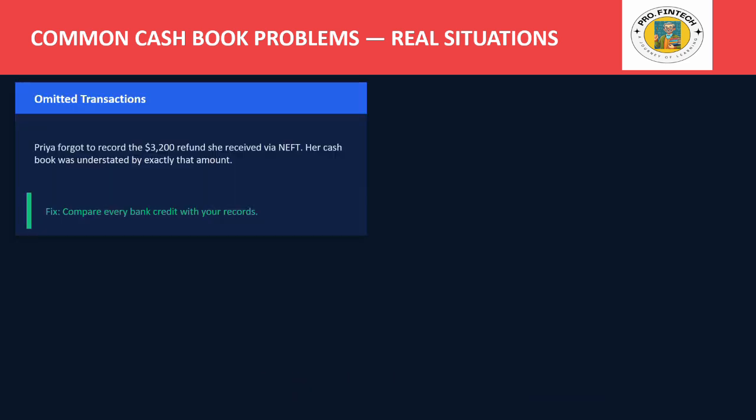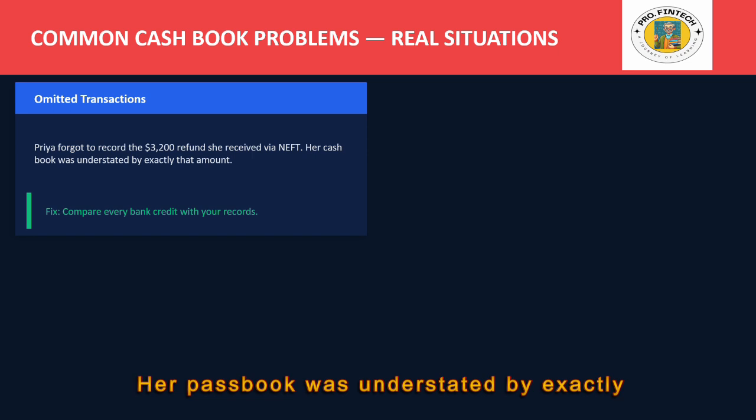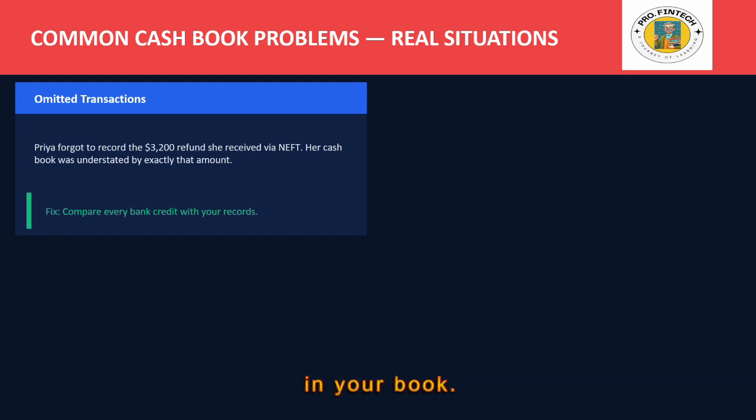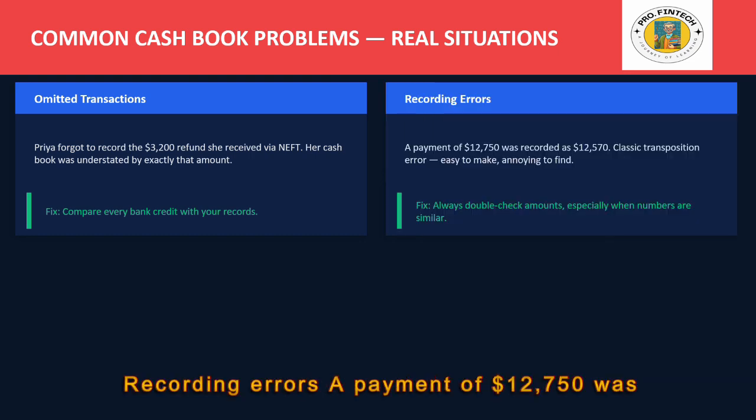Problem number one, omitted transactions. Priya forgot to record a $3,200 refund she received via NEFT. Her passbook was understated by exactly that amount. The fix: compare every bank credit with your records. The bank shows money coming in that isn't in your book. Find out why.